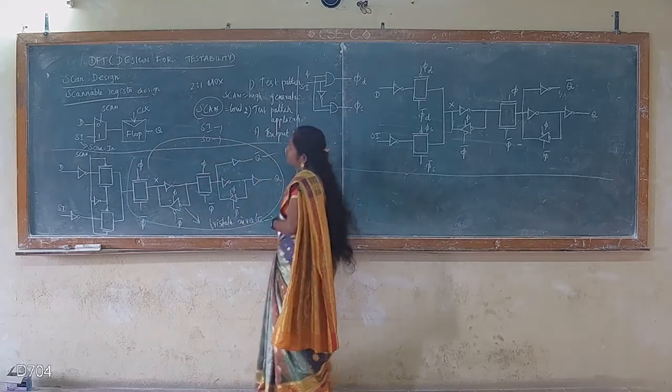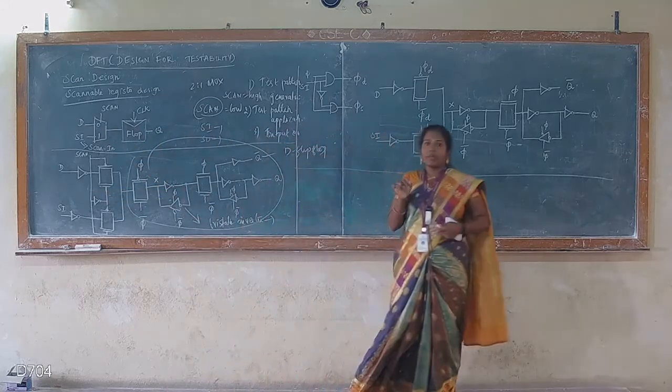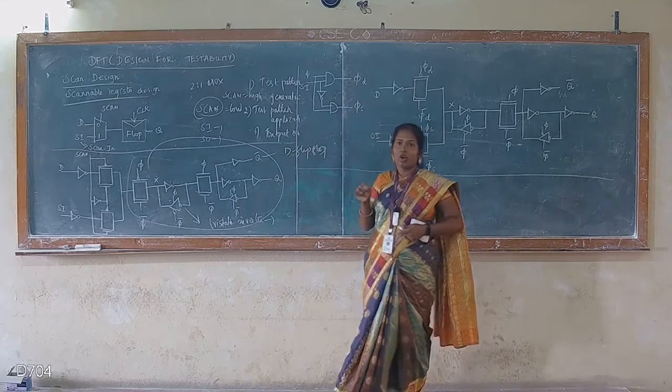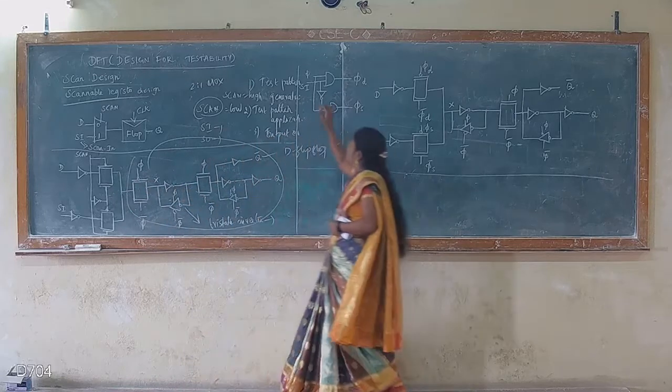So in the scan register, we have the D flip-flop and the multiplexer. In this, the setup time increases by adding the delay of the extra transmission gate. This can be reduced by using the clock gating concept.